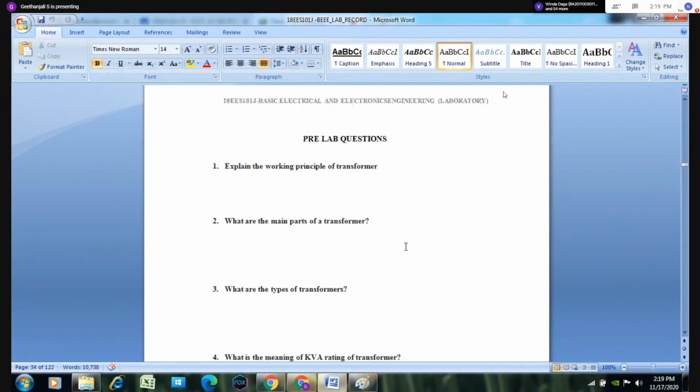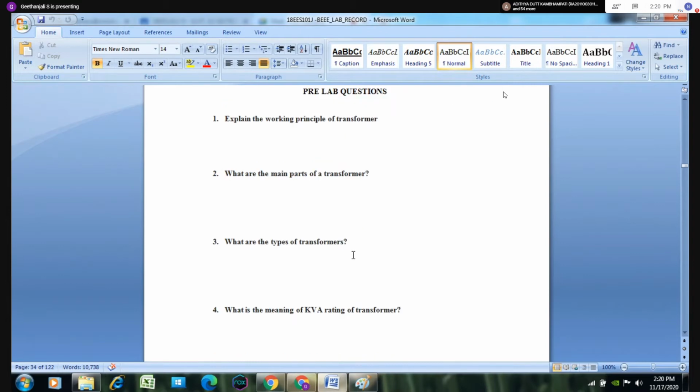You can find the answers from the textbook, or else you can get them from the net. Explain the working principle of transformer. The working principle of the transformer is mutual induction. What are the main parts of the transformer? Magnetic core, primary winding, secondary winding. What are the types of transformer? According to the voltage, you can divide the transformer into two types: step up transformer and step down transformer. According to the construction, there are three types: core type, shell type, and berry type.